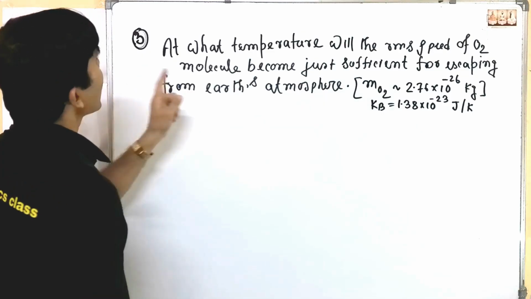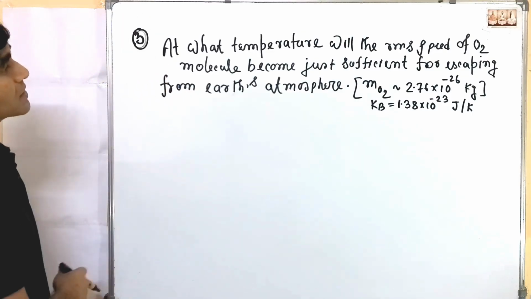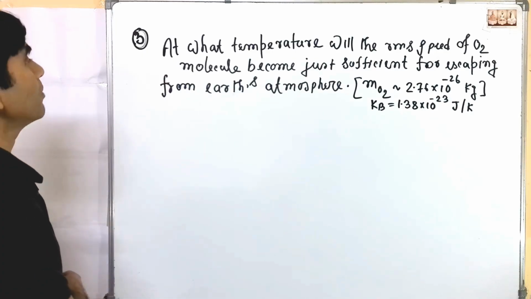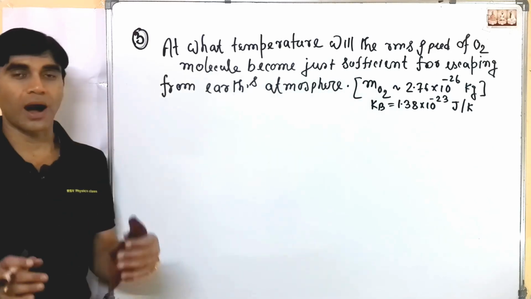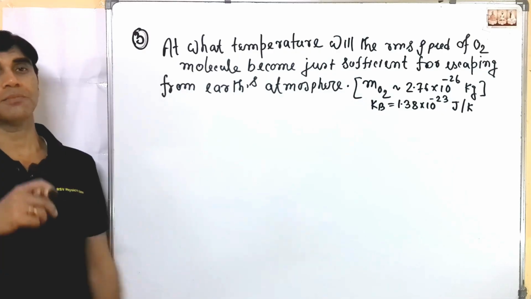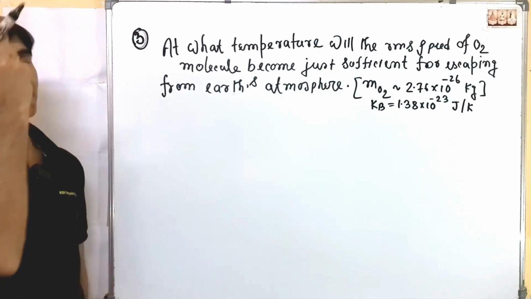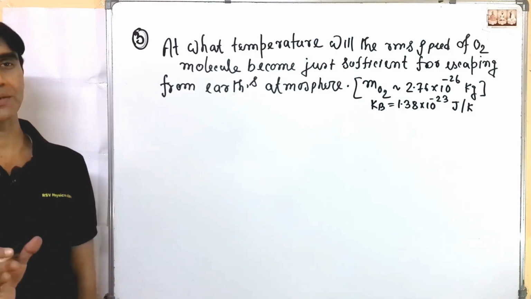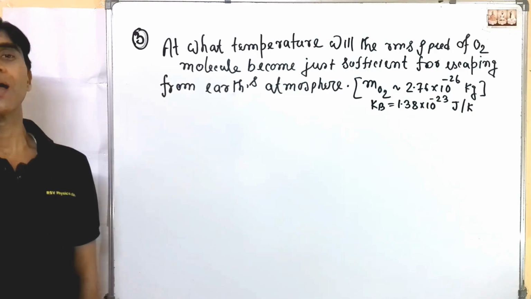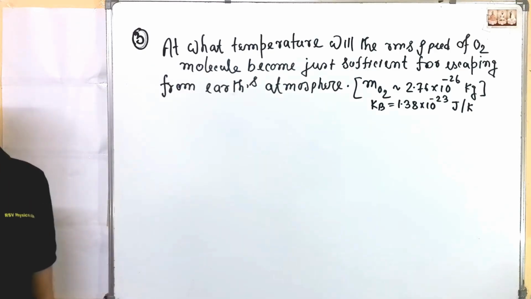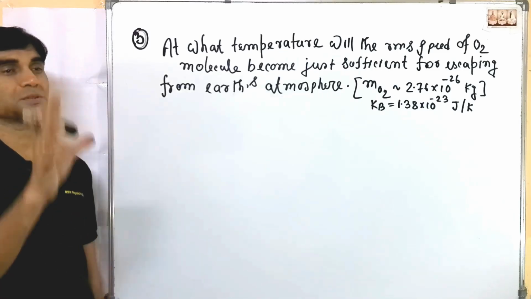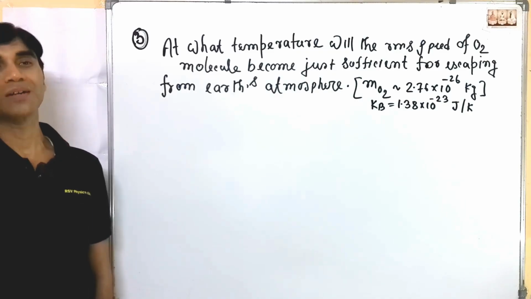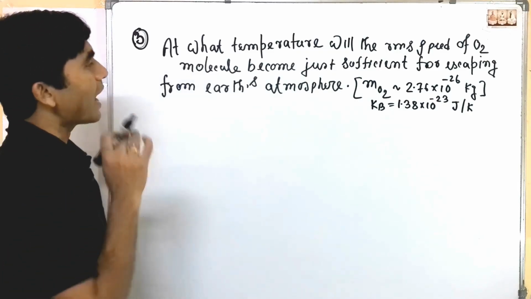Problem number 3. At what temperature will the RMS speed of oxygen molecule become just sufficient for escaping from Earth atmosphere? So Earth atmosphere का कितना टेम्परेचर होगा जब सारे ऑक्सीजन मोलिक्यूल अर्थ छोड़ के भाग जाएगा, है ना. So on which planet there is no existence of any oxygen and atmosphere due to less gravitation, and some atmosphere is so much hot that all the molecules are escaping from that planet, है ना. So हमारे अर्थ के केस में क्या होगा?